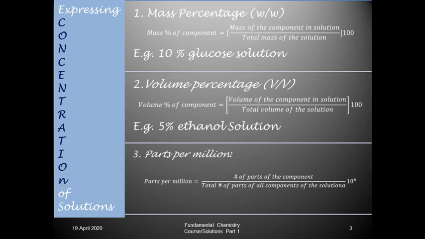So when we are saying 10% glucose solution, this means there is 10 gram of glucose in 100 gram of solution. If you are taking 100 gram of solution, to have the total 100 with 10 gram of glucose, we have to take only 90 gram, or 90 ml, of water. So how to prepare 10% glucose solution?